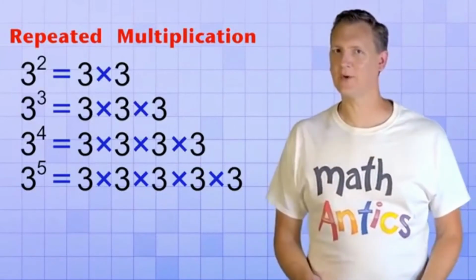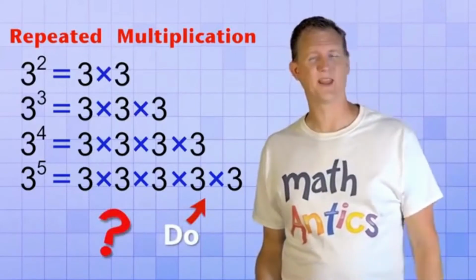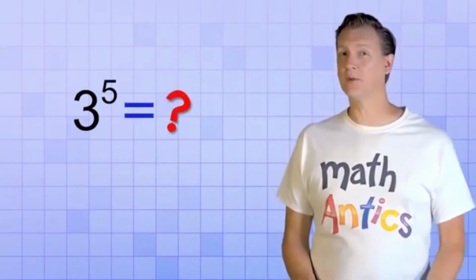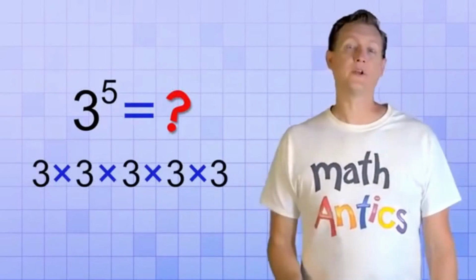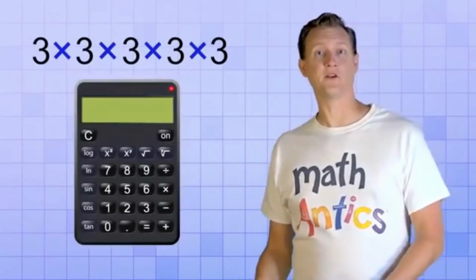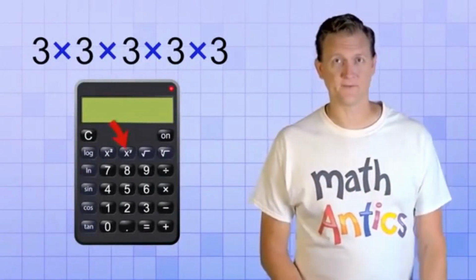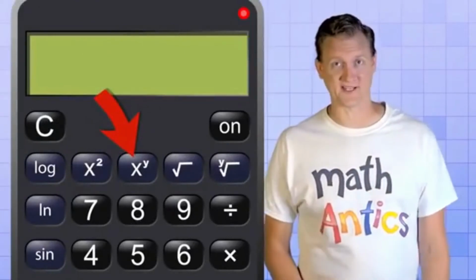But what about when you actually need to do repeated multiplication? Do exponents help then? Well, yes and no. If you have to actually figure out what 3 to the 5th power is, you still need to multiply 3 together 5 times, and you could do that by hand, or you could use a calculator to help you. In fact, if you have a multifunction or scientific calculator, it might have a button on it that looks something like this, x to the power of y, which makes calculating exponents really easy.